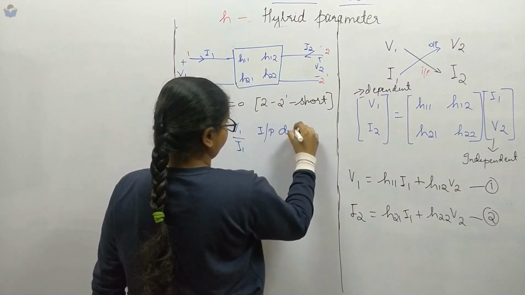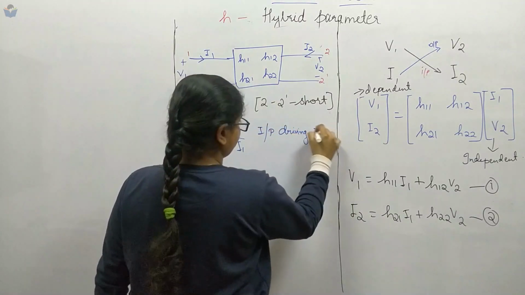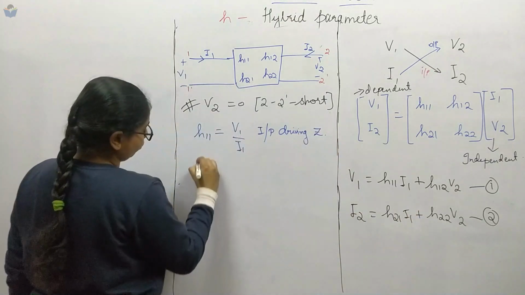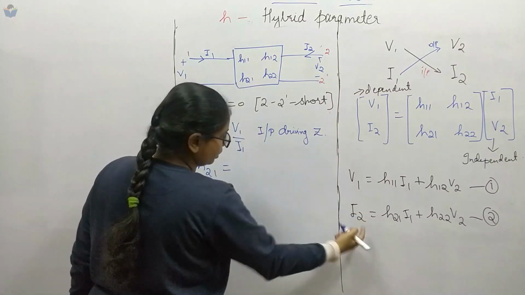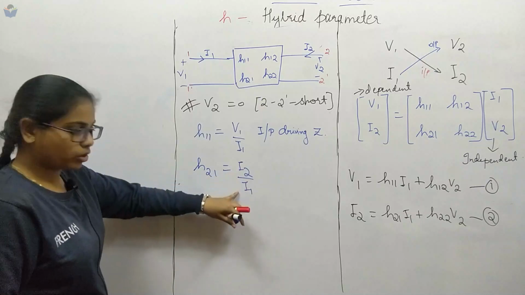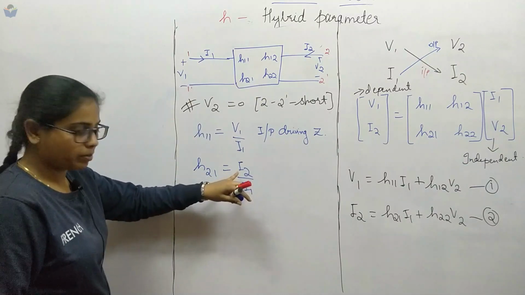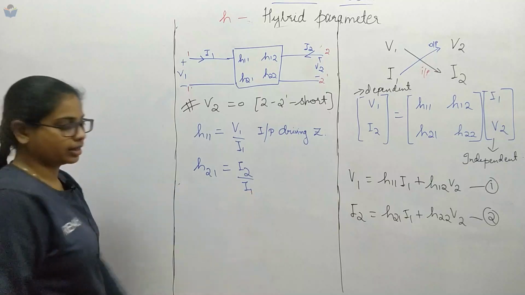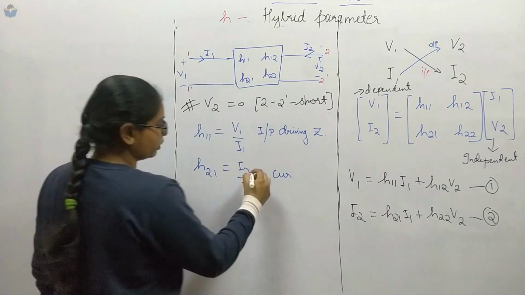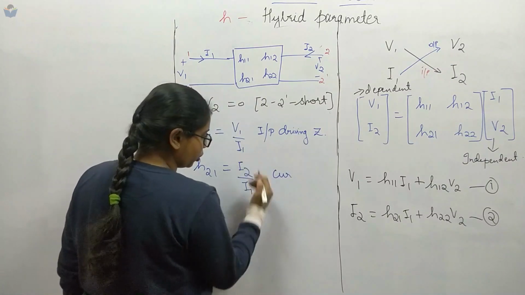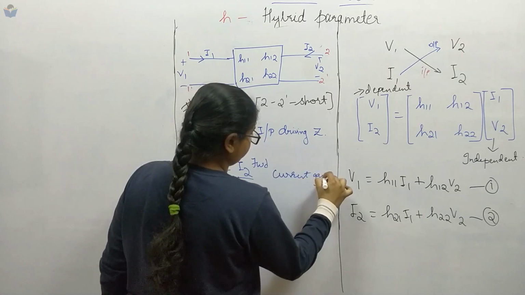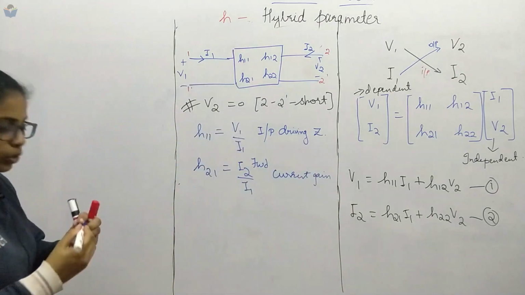Input driving impedance. Okay, next coming to second equation, when V2 equal to 0, we will get H21. So H21 is nothing but I2 upon I1. So what can we call this as? This is output upon input of the same parameter, that is current. So we can call it as current gain. Okay, what type of current gain is it? Forward current gain, because it's output upon input. So you can call it as forward current gain. Okay, so this one was V2 equal to 0.